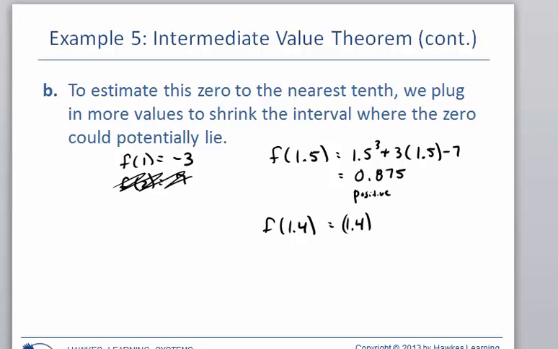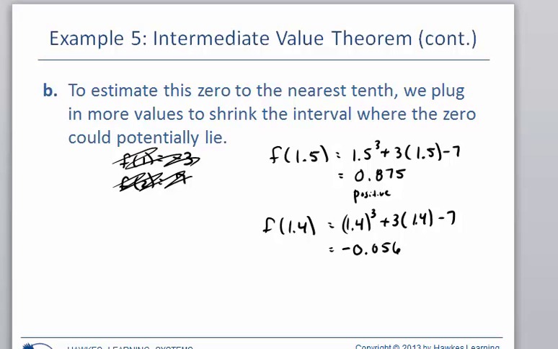So I'm going to plug in 1.4 to the third plus 3 times 1.4 minus 7. And again, use your calculator for that. And we're going to get negative 0.056. Okay, so look at this now. f of 1 was negative, f of 1.4 is still negative. So we have not found the 0 in between 1 and 1.4. However, if I look from 1.4 to 1.5, I'm seeing that sign shift. 1.4 was negative, 1.5 is positive. So I know that my 0 is in between 1.4 and 1.5.